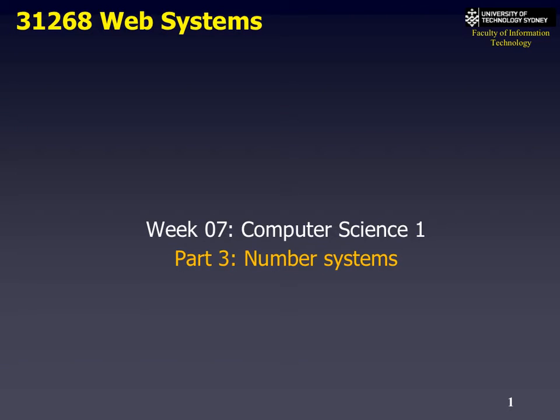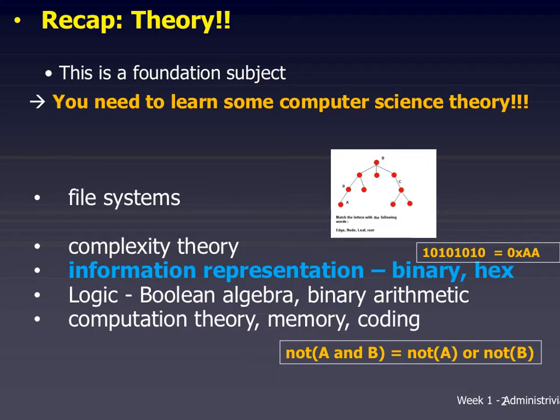Web Systems, Week 7, Computer Science 1, Part 3, Number Systems. From the last two lectures we learnt about computer architecture and data representation, like ASCII and Unicode. This week we're going to talk about numbers and converting them.